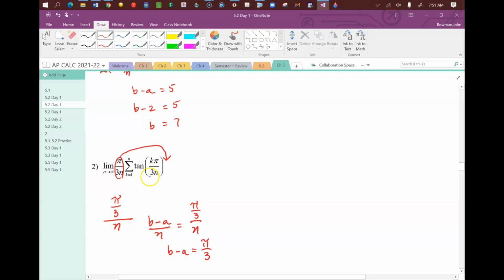You will also notice that our a value is not there, which implies it's 0. So that makes things maybe a little bit easier. So we're integrating from 0 to, well, if a is 0, b has to be pi over 3. And the function that we're integrating is the tangent function. And again, we can put a dummy variable in there. So we'll put t dt. And that is it for today.